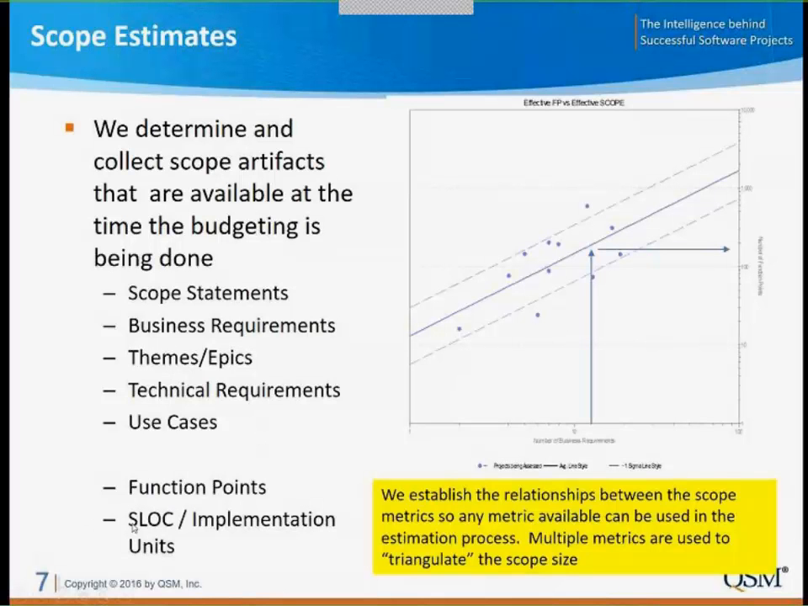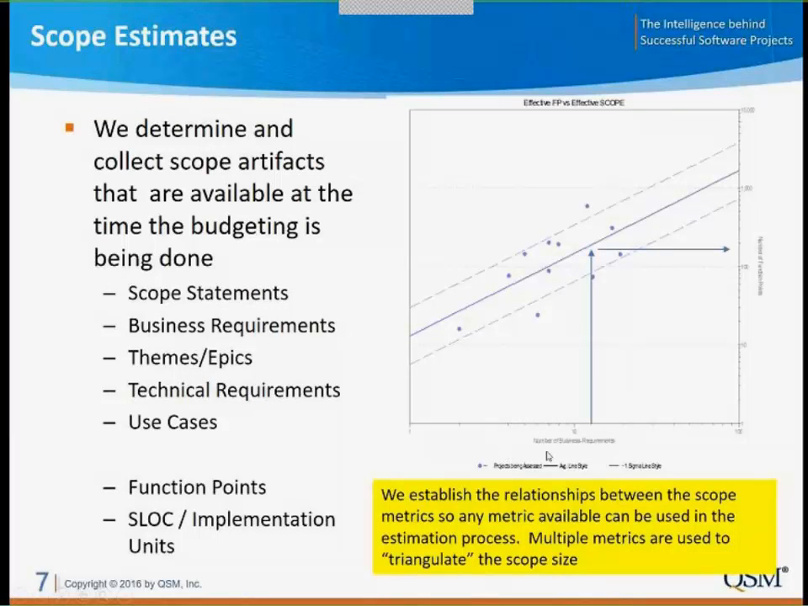And ultimately, they're going to produce some lines of code or implementation units, which is a combination of lines of code and package configuration steps that might be involved in building a system, or it might be function points or whatever. So what we like to be able to do is to take the data in these multiple dimensions.